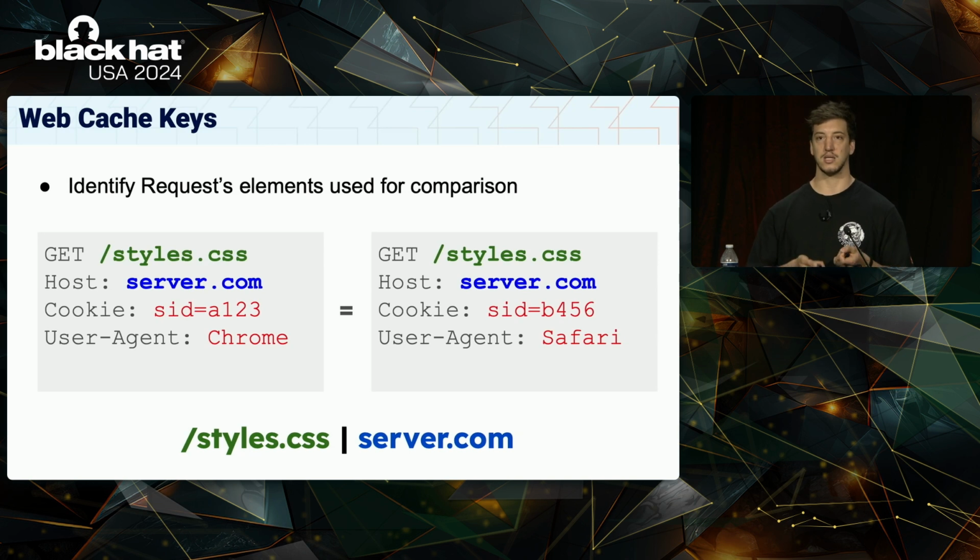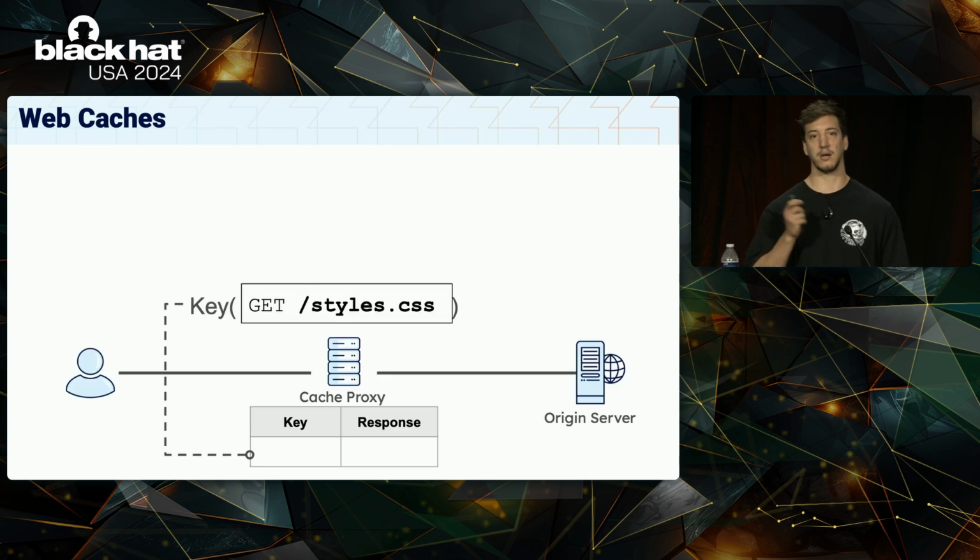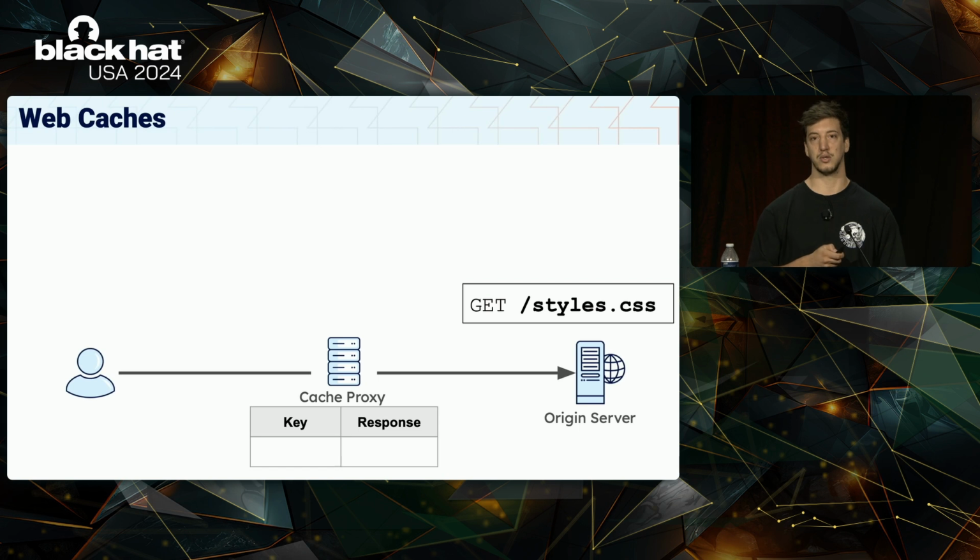So usually it's a string containing the URL and the host header. So the idea is that if we have two requests with different cookies or different user agents, we will still be requesting the same resource, and therefore the response should be the same if the resource is static. So after calculating this key, the cache proxy is going to look at the cache table, and if there's no resource ready for that request, then it's going to forward it to the origin server.